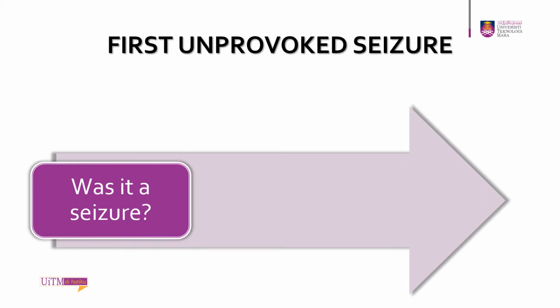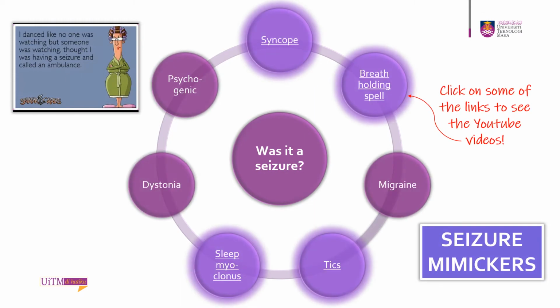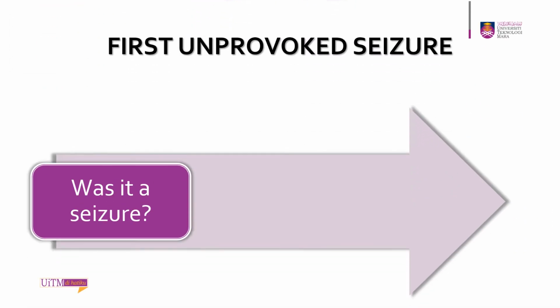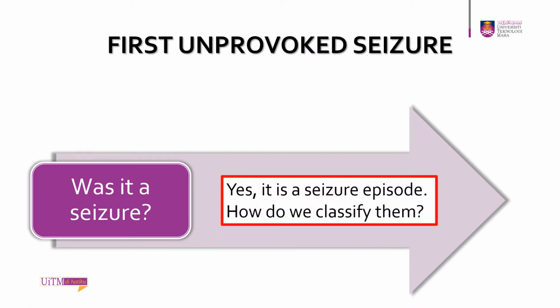When a patient is admitted with first episode of unprovoked seizure, the first question we need to ask ourselves is, was it a seizure? There are a lot of abnormal movements mistaken as seizures. This includes tics, dystonia as well as sleep myoclonus, to name a few. If you are sure this is a seizure, the next thing to do is to classify them.